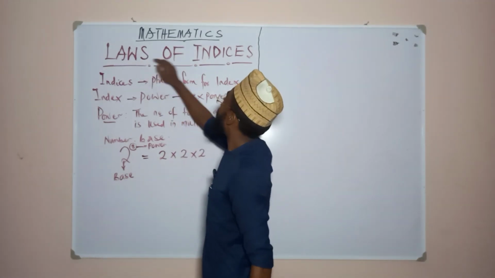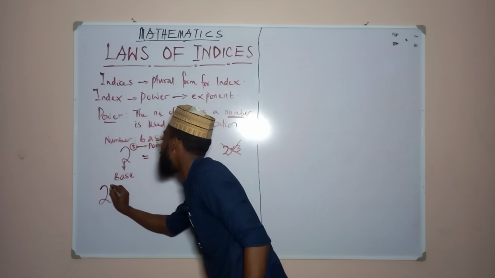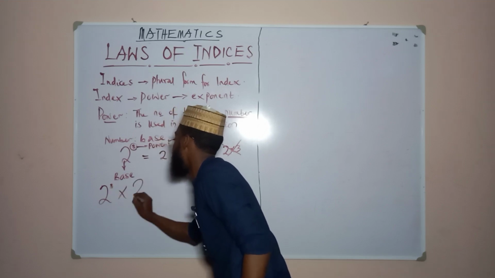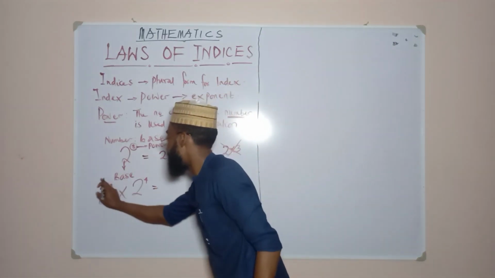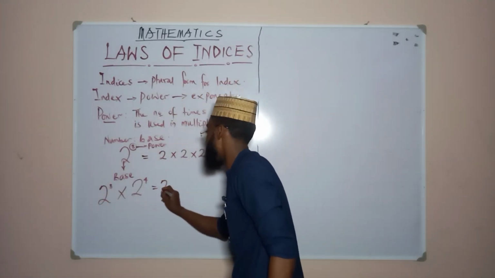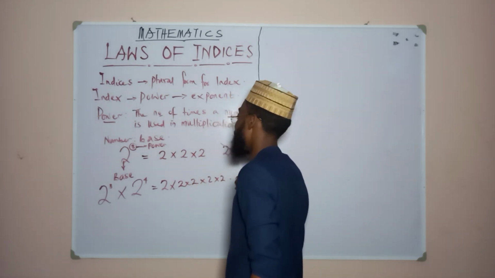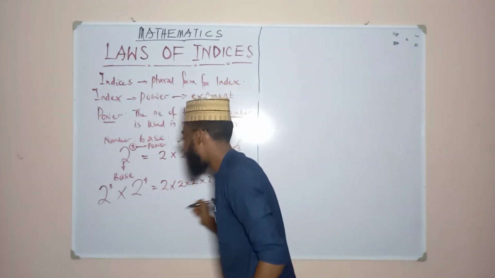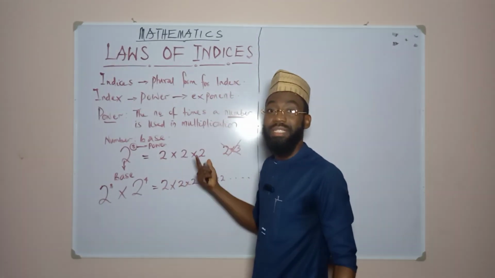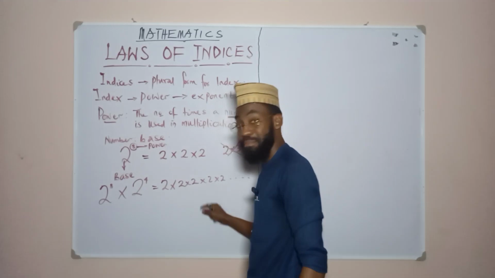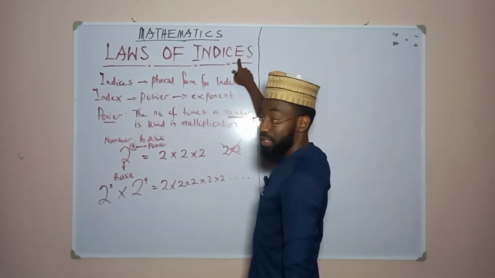Now, why do we have laws of indices? There are times you are going to be confronted with certain problems like 2 raised to the power 3 times 2 raised to the power 4, and you see that expanding this is going to give you 2 times 2 times 2 times 2 times 2, and so on and so forth. The stress of writing 2's and then running into the error of even counting and making mistakes led to the introduction of laws of indices.